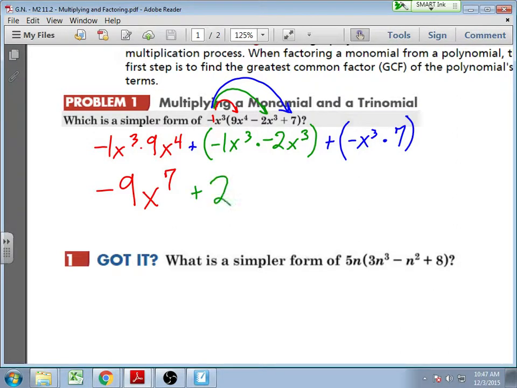Positive 2. So now we do have addition between x to the 3rd times x to the 3rd? X to the 6th. And negative 1 times 7? Really, this is pretty easy. The 7 just becomes the coefficient. So we get a negative 7x cubed. And we could rewrite this just as subtraction if we wanted to.